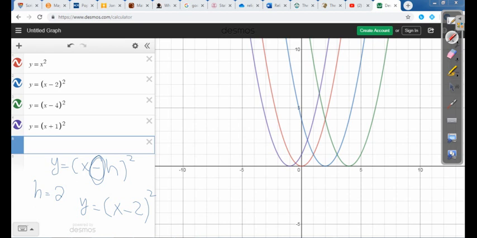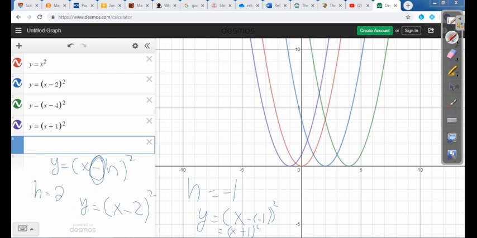Now what happens if h was negative 1? I'm going to plug it in. What do I get? It will be negative and negative, right? And we know that negative and negative makes positive. So you're going to see it as (x plus 1) squared, even though you're moving 1 to the left because it's negative 1. But that negative forced it to be a positive. Does that make sense to you?